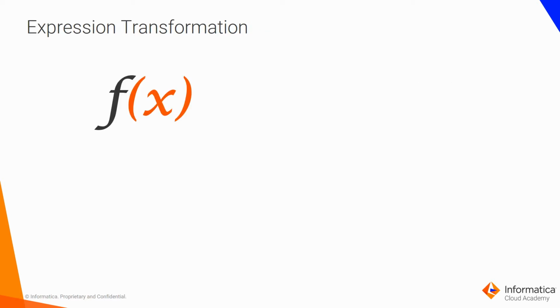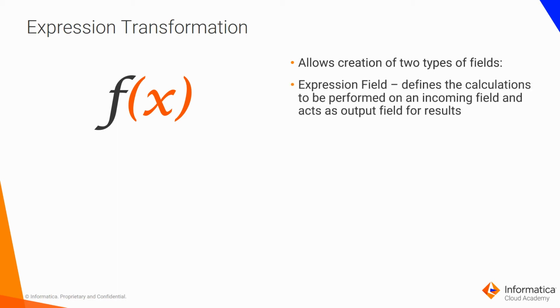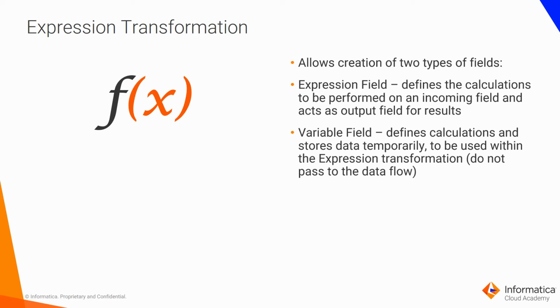As I just mentioned, you can use an expression transformation to rename fields. So let's talk about what the expression transformation does. The expression transformation allows you to create new fields within the mapping. When you create a new field, you specify the field name, type, precision, and scale. The expression transformation allows the creation of two types of fields, an expression field and a variable field. An expression field defines the calculations to be performed on an incoming field and also acts as the output field for results. You can then use the field in the data flow.